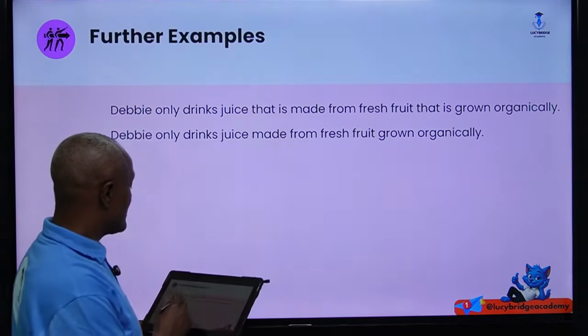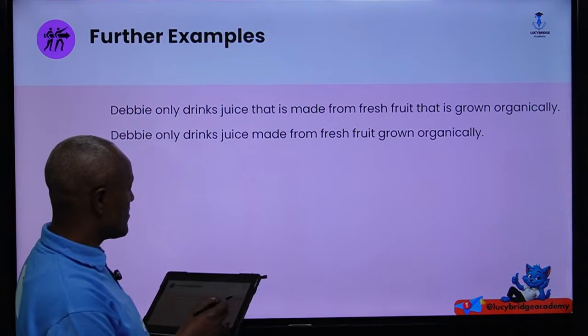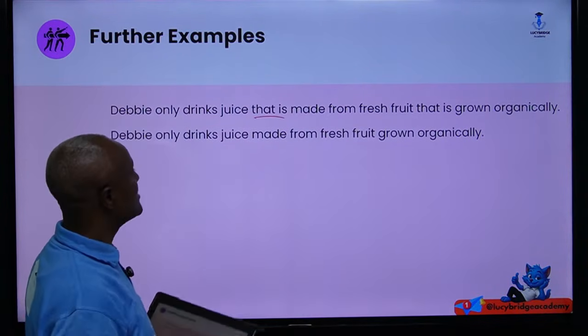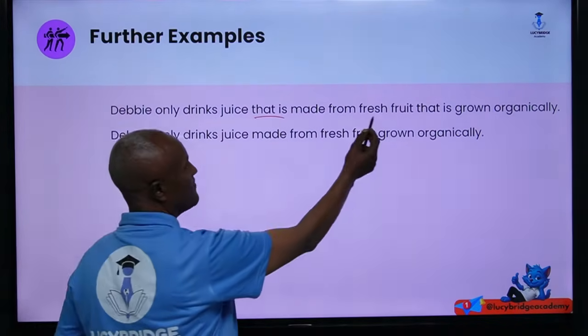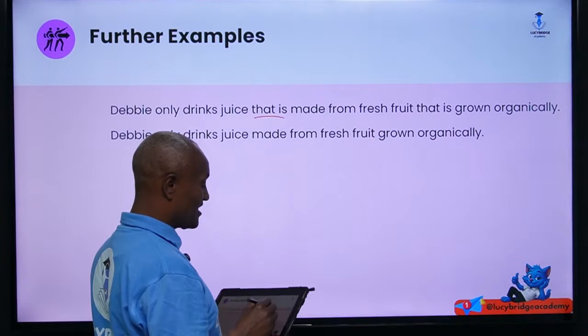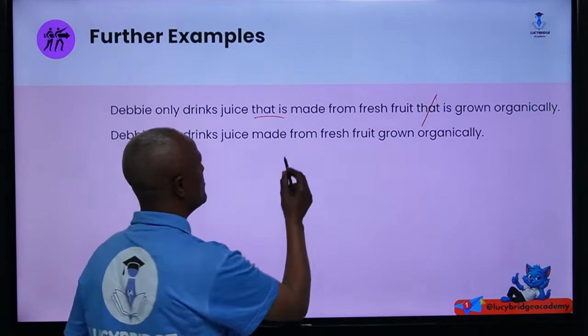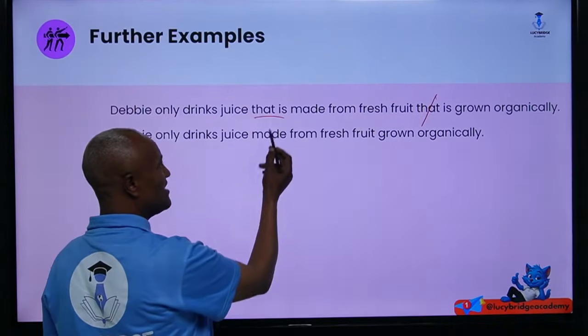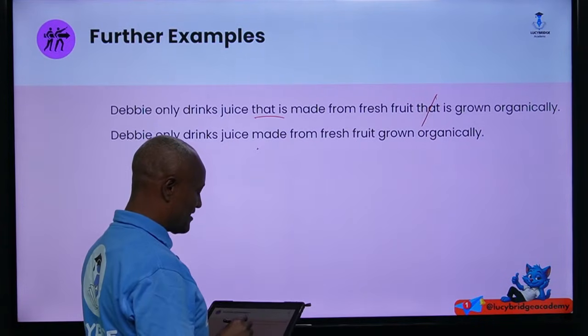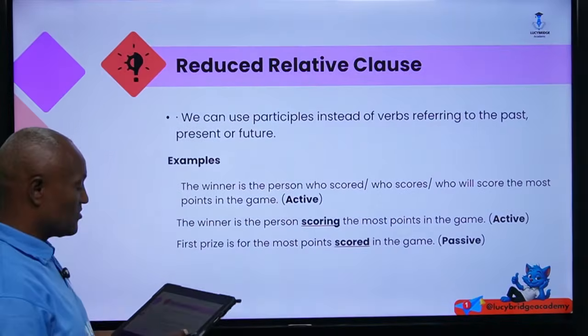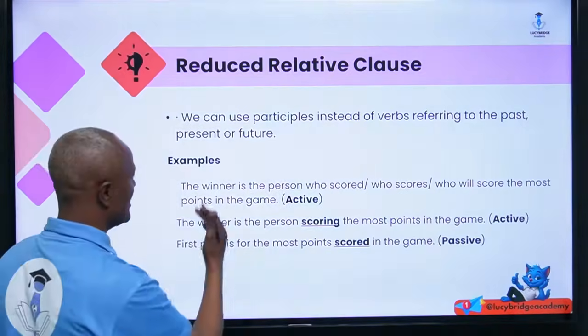Look at another: Debbie only drinks juice that is made from fresh fruit. Now that is reduced. This is passive. That is made from fresh fruit is passive, and then that is not important, so we omit it. Therefore, when we reduce that is, we are left with made. So to tell you in a very clear way, this example is better.